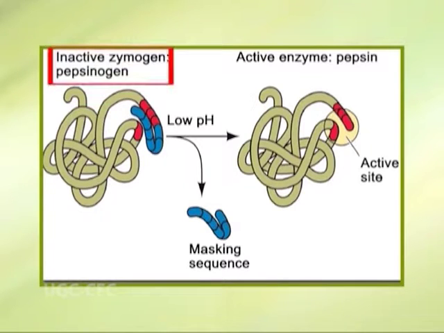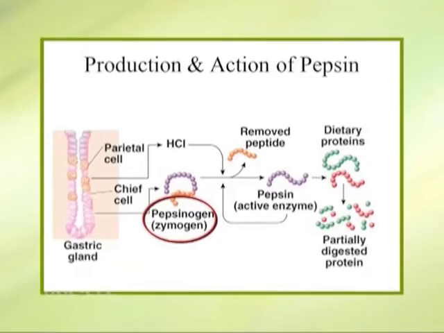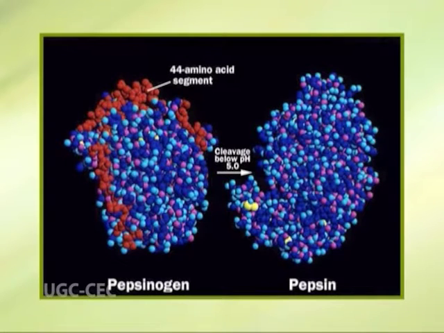Pepsinogen is an inactive precursor form of pepsin. It is secreted by chief cells in the stomach. Pepsinogen is activated by hydrochloric acid secreted by the parietal cells. Once pepsinogen becomes pepsin, it is responsible for the breakdown of food. The difference between pepsinogen and pepsin is that its primary structure has an additional 44 amino acids.